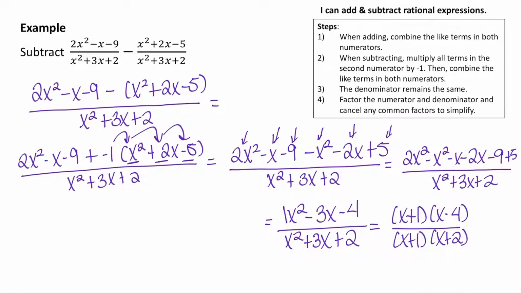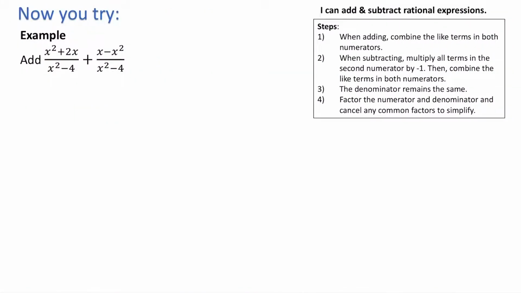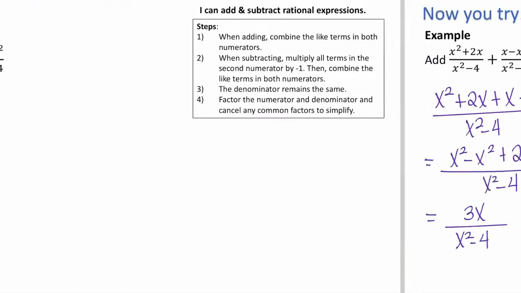And so when we do that, you can notice that we have a common factor of x plus 1, which will cancel. So our final answer is going to be x minus 4 over x plus 2. Okay, I'll just write it again over here. We have x minus 4 over x plus 2 as the final simplified version of our answer. So now you can go ahead and pause the video and try this example on your own.